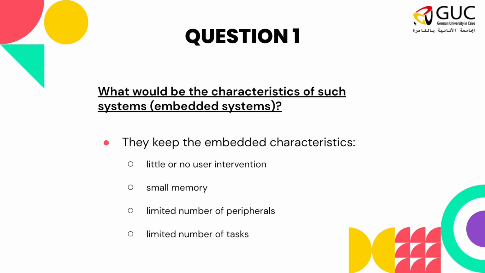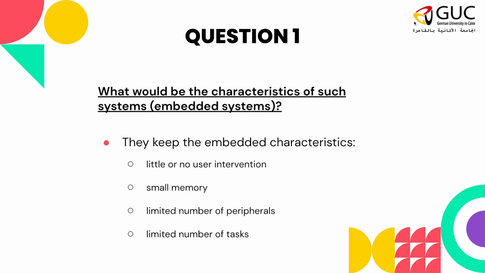Finally, embedded systems have a limited number of tasks, meaning that an embedded system is not a general purpose computer. It's not like your PC or laptop. It has a certain specific task and it will be doing it automatically. It may have multiple small tasks. However, it has a limited number of tasks. It's not like a general purpose computer that can implement thousands or millions of tasks. No, it is limited.